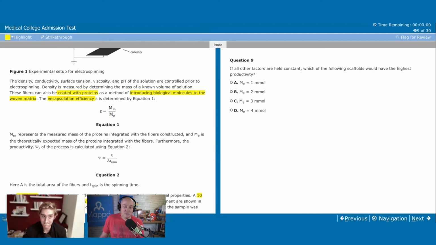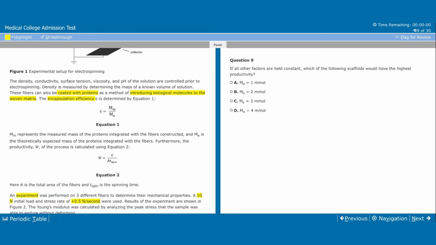So I'm assuming it either has to be A or D. Bingo. Perfect strategic deduction. Exactly. If it's the highest, it's either going to be some sort of direct relationship or some sort of inverse relationship. And so the correct answer will lie on the extremes. I would eliminate B and C here immediately.